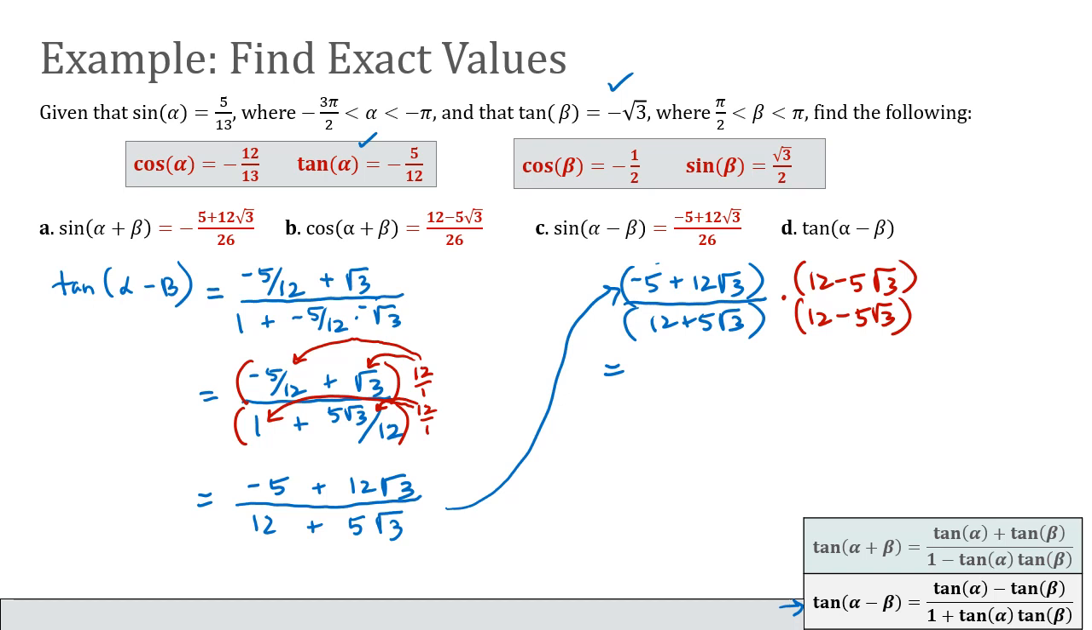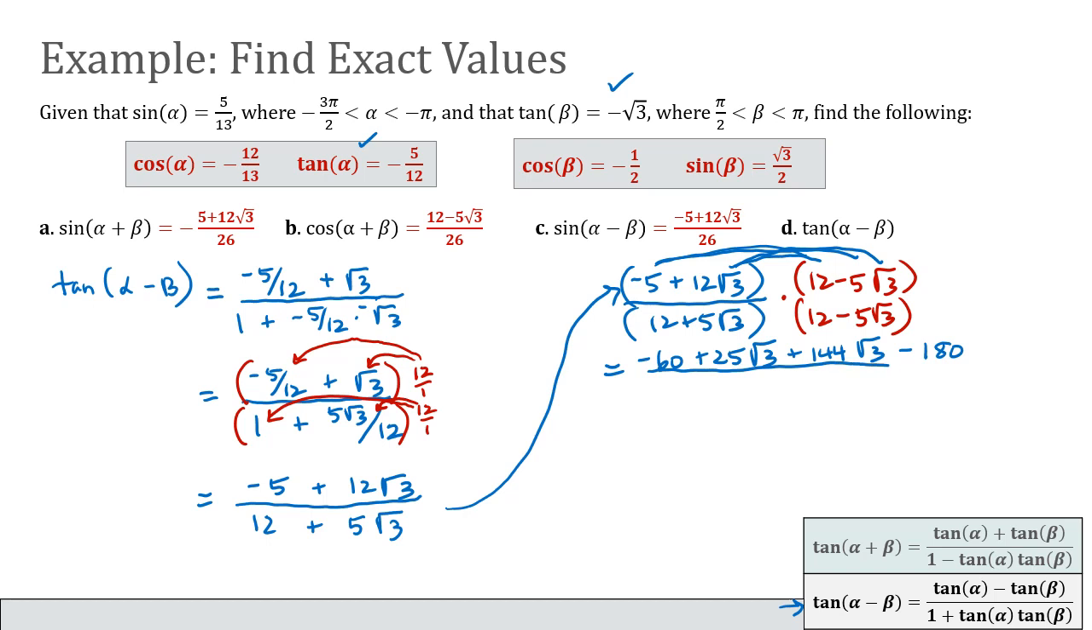Well, let's see. I'm going to get -5 times 12, which is -60. I'm going to get -5 times -5 root 3, which is plus 25 root 3. I'm going to get 12 root 3 times 12, which is plus 144 root 3. And then 12 root 3 times minus 5 root 3. Well, 12 times 5 is 60, and square root of 3 times square root of 3 is 3, so I'm going to get minus 180.